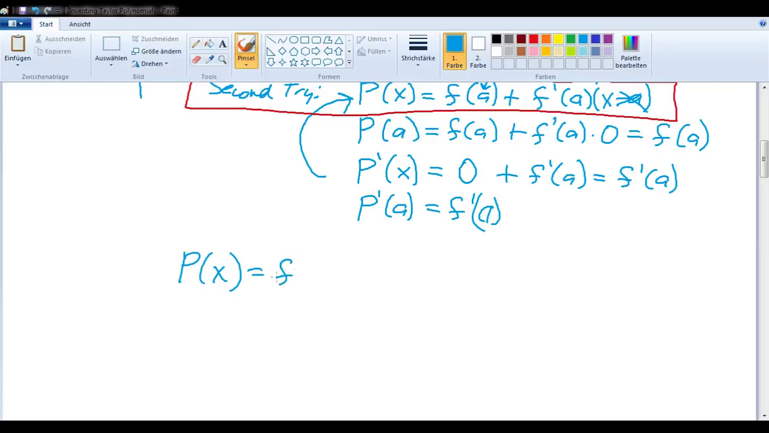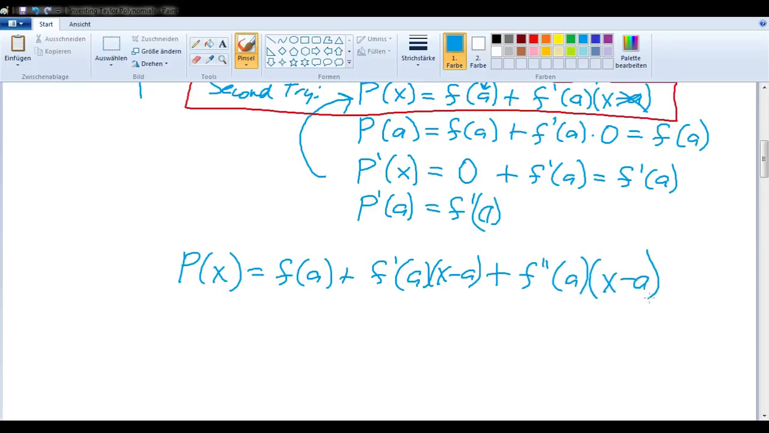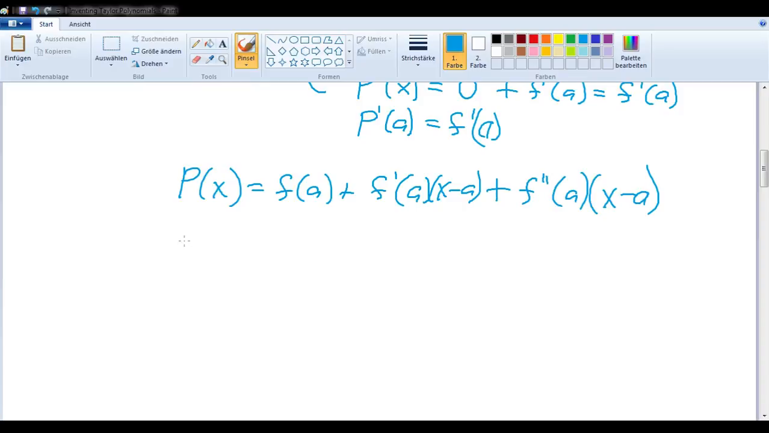We'll just take a stab at this. It would be f of a plus, we'll keep initially the same thing we had before. And here we don't know exactly what we need, but it must be something similar, right? So we'd have f double prime of a, and again we'll use our trick with x minus a. Well actually let's just evaluate that. So p of a would be f of a plus, now this is going to fall away, and this is going to fall away when we sub in a for x, so that's just 0 plus 0, and that gives us f of a. Great.